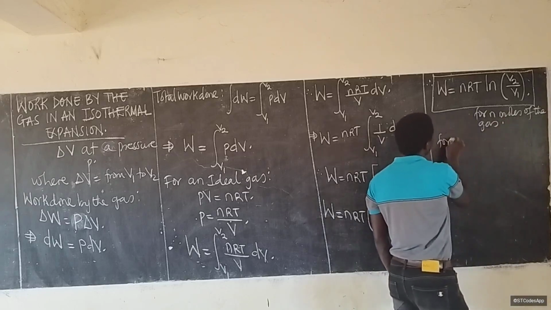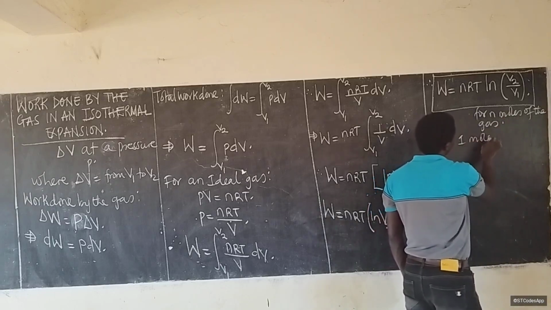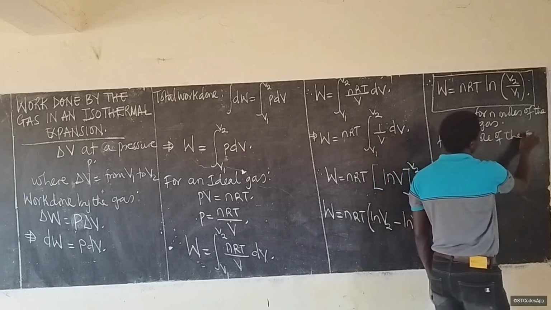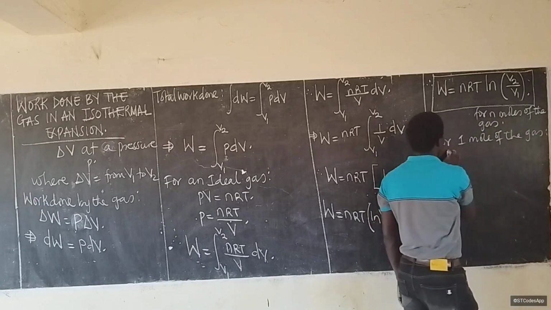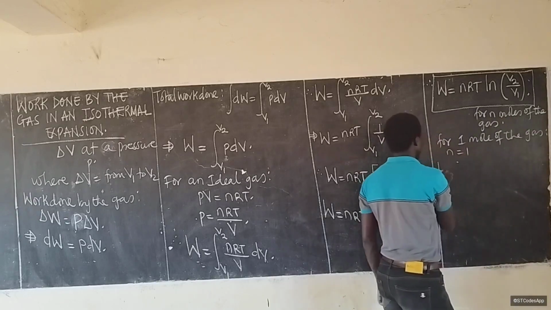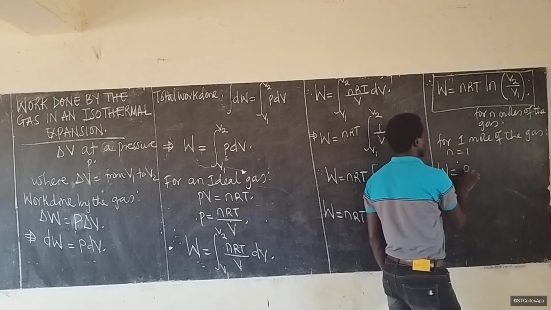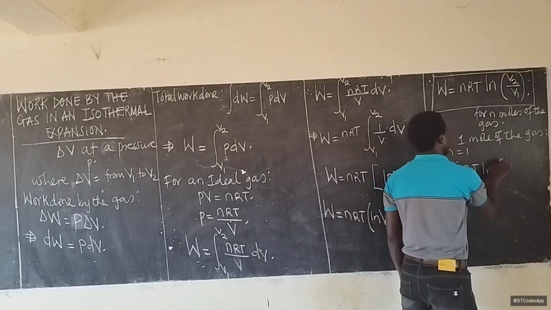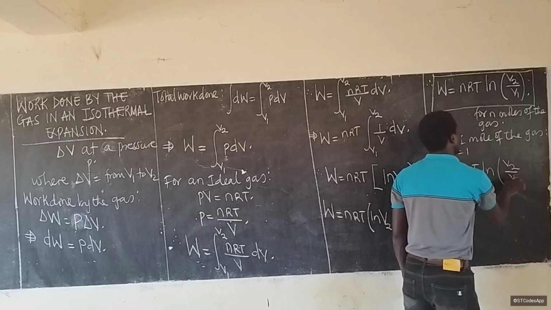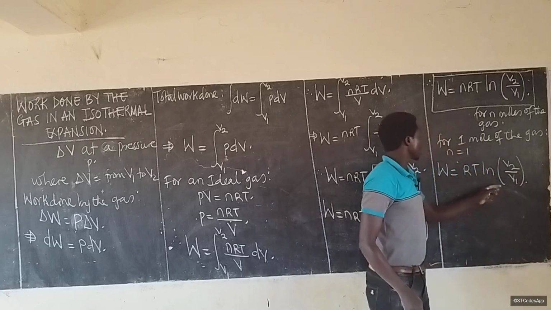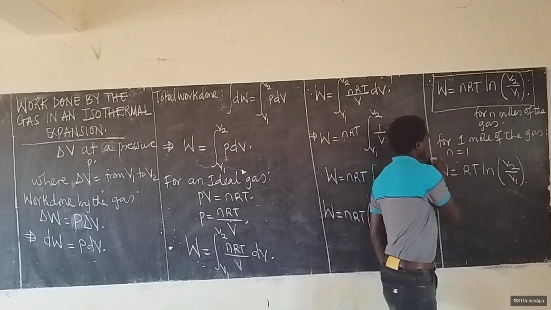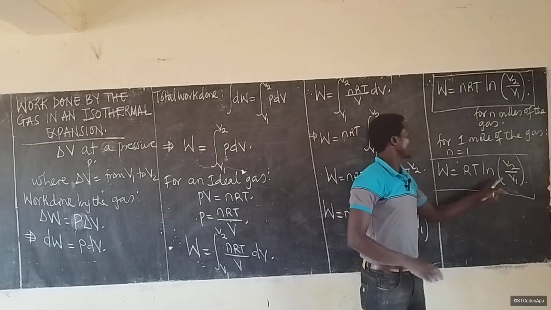Now, for 1 mole of the gas, that means n is equal to 1. So the work done becomes RT ln of V2 over V1. Now, this equation tells us a lot in itself.